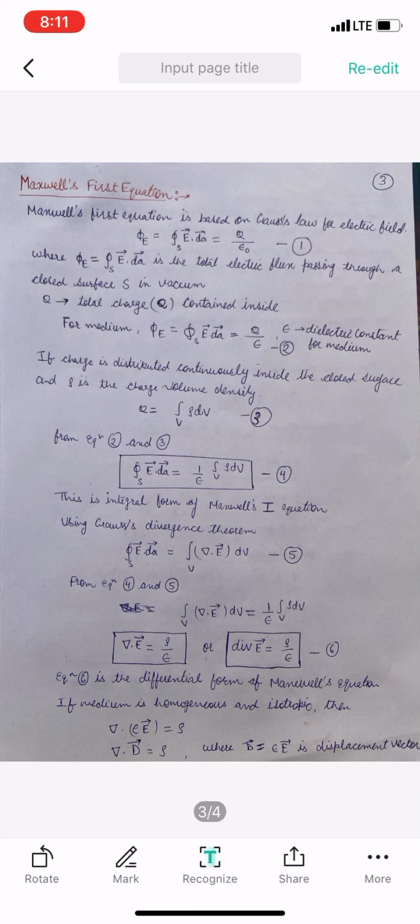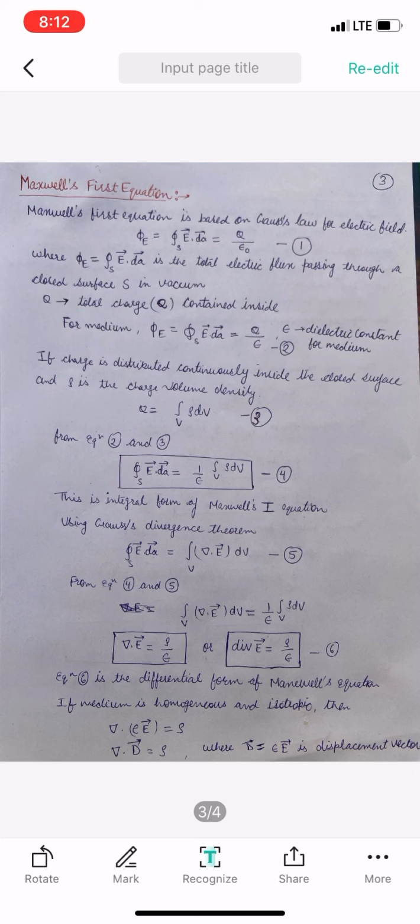Now we will apply the Gauss divergence theorem. The Gauss divergence theorem basically relates the surface integral to the volume integral. You can see the integration over the closed surface of E dot dA, E vector dot dA vector, is equal to the integration of divergence of E dV. This is your equation number 5.